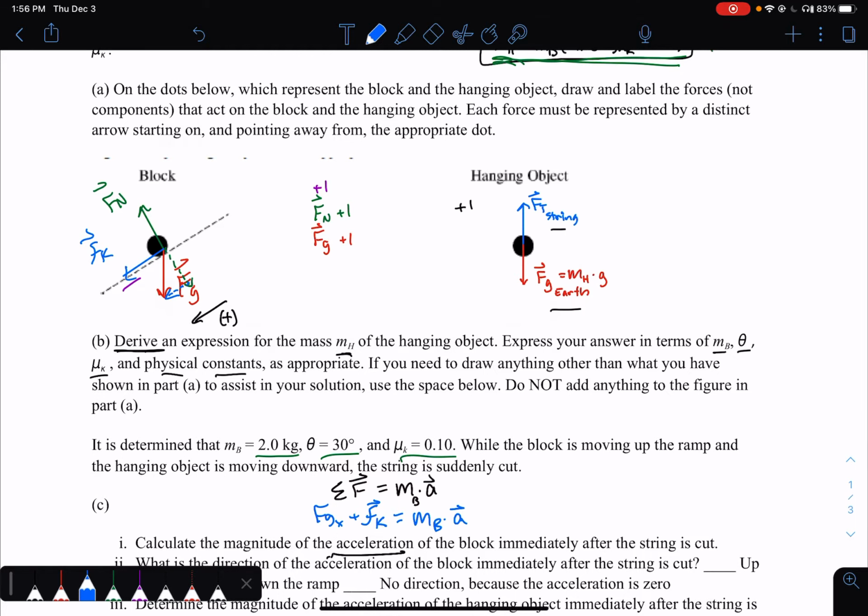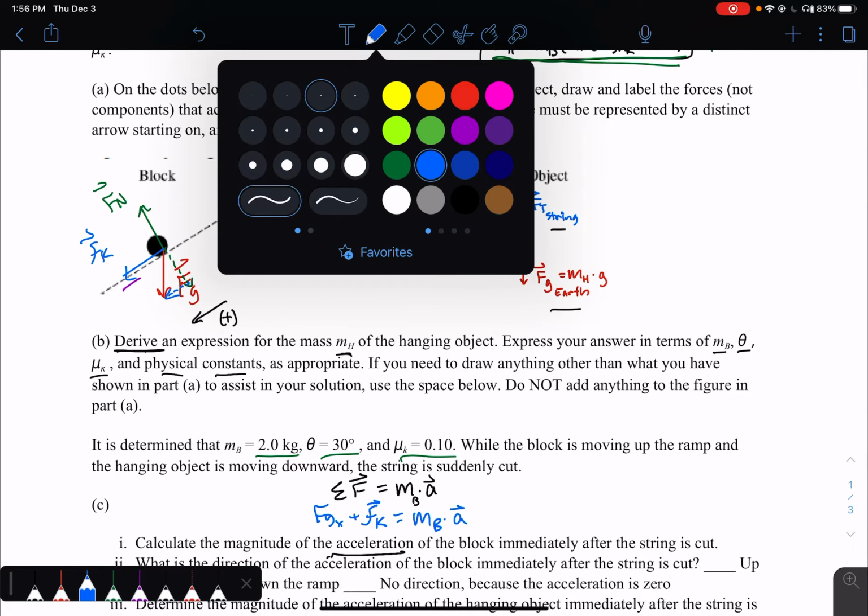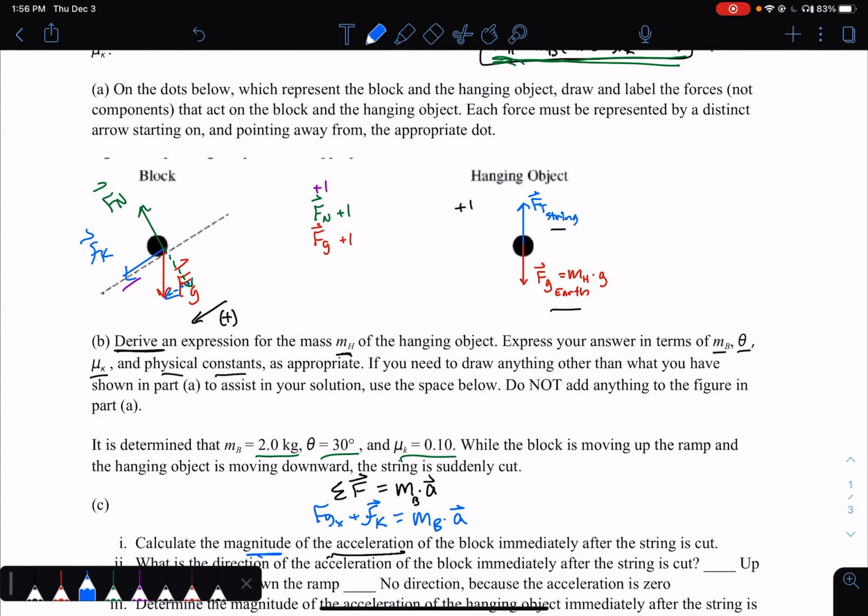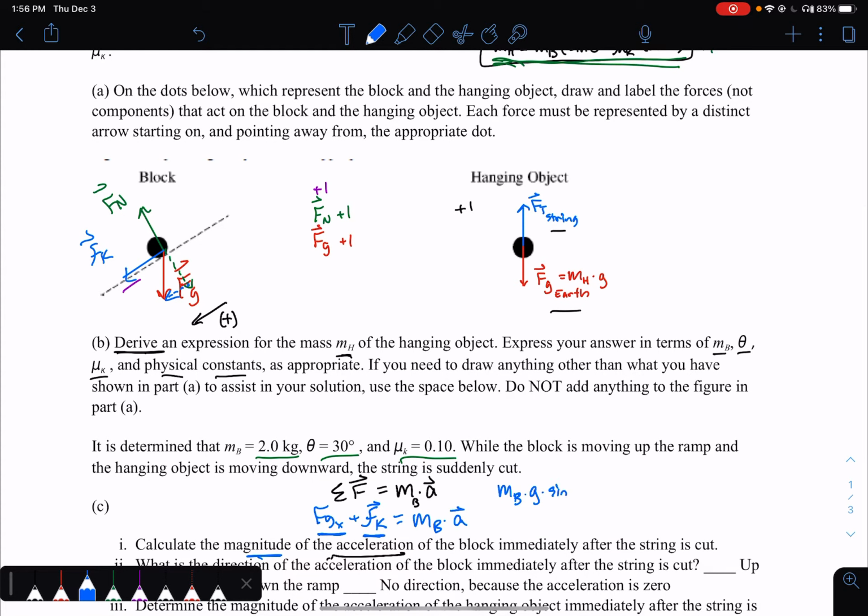If you make down the ramp negative, then that's okay. They're both going to be negative. But it doesn't matter because it says calculate the magnitude of the acceleration. The key was having these two forces work together to slow down the block. And so solving for that acceleration, we would have the mass of the block times g times sine of theta plus mu k times mass of block g cosine theta, equal to the mass of the block times the acceleration.